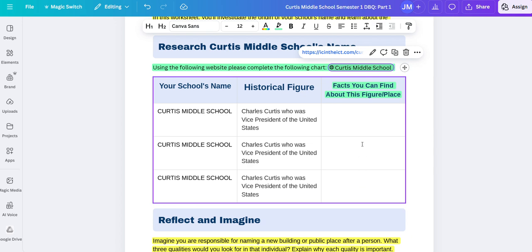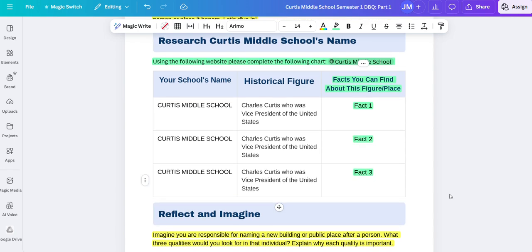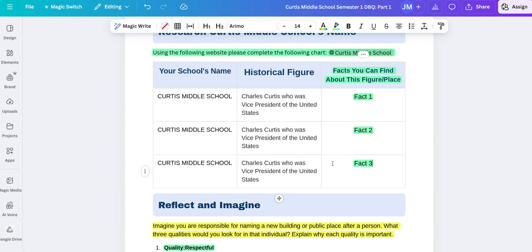The next part is the part that's green. So green is you're going to have to fill out these 3 boxes right here. The 3 boxes are facts you can find about this figure, Charles Curtis, or about Curtis Middle School. So once you find out 3 things that are interesting or facts about him, you write down fact 1, fact 2, and fact 3. Like I said, these can be over the school or Charles Curtis. Once you're done with those 3, you go to the next part.